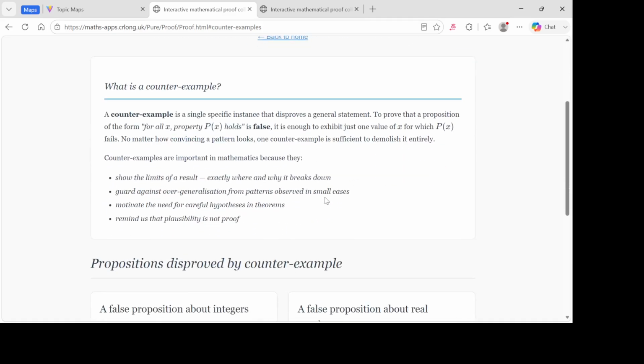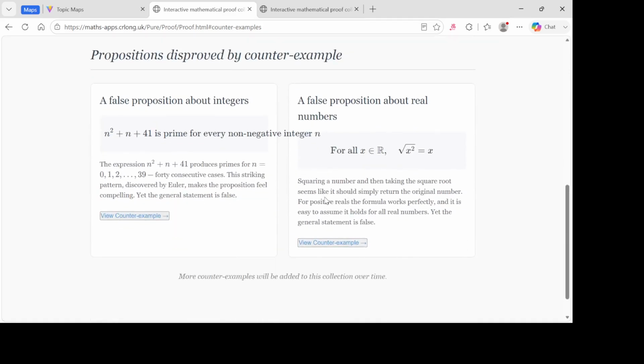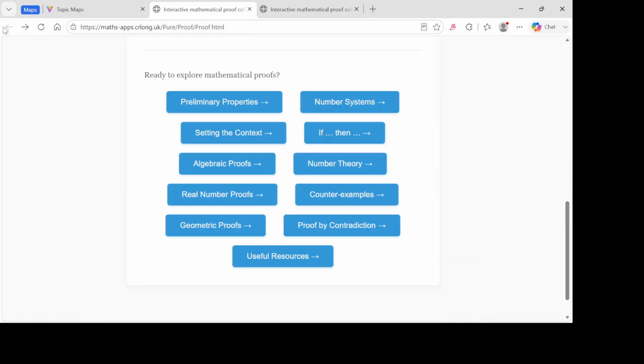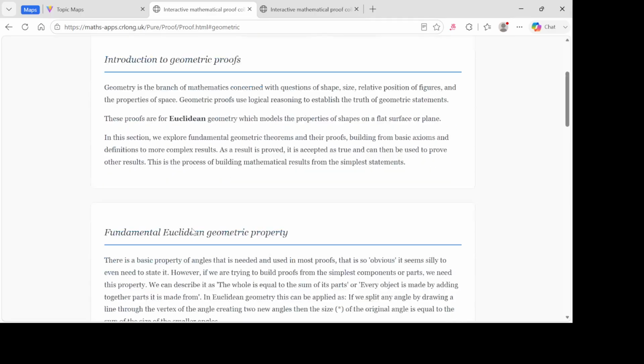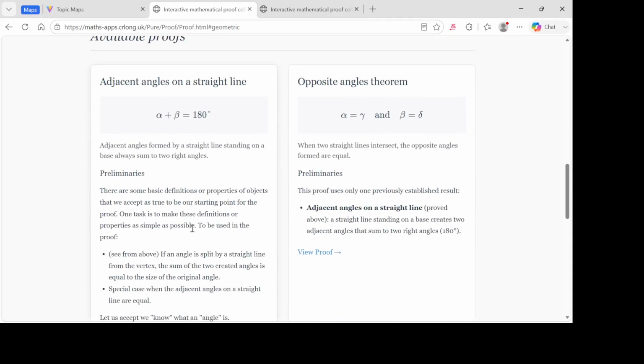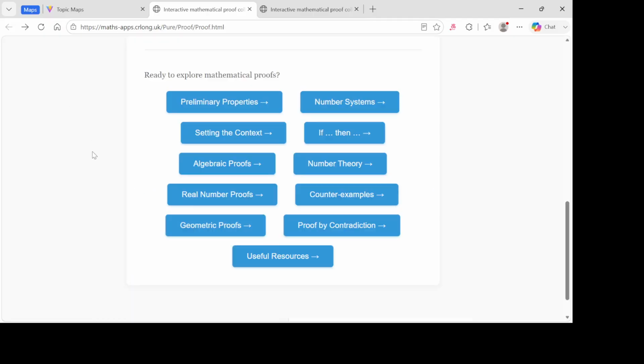There's a section on counterexamples and why that's important in showing that a particular claim or proposition is actually false. There's a section on geometric proofs, some very basic Euclidean properties, but shown in the form of other proofs so we can see how you tackle a proof for other subject areas.